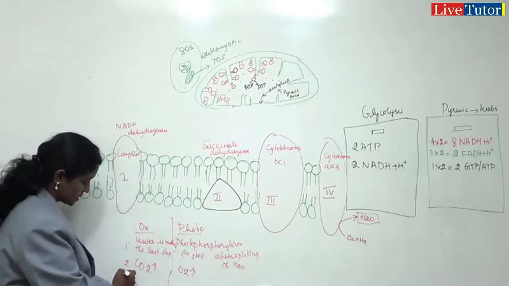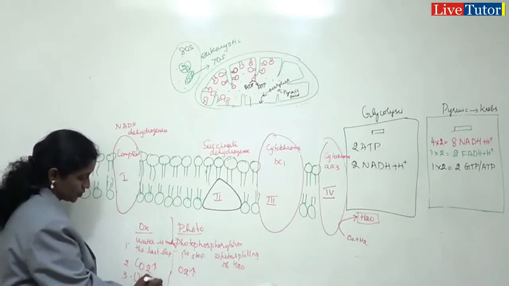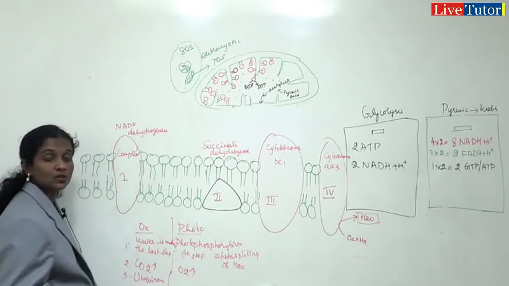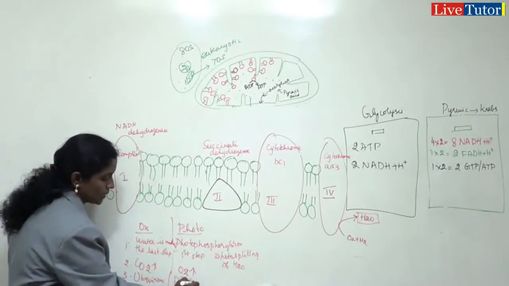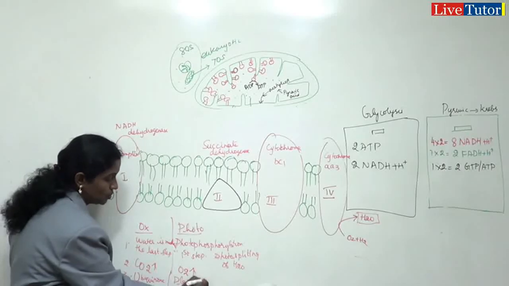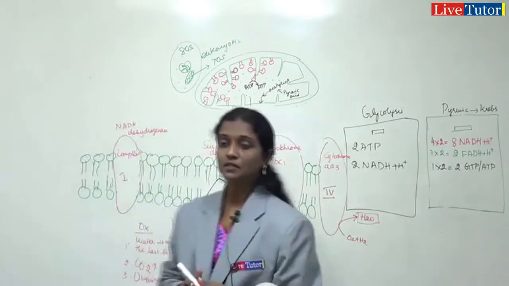Then what are the other differences? Here we have ubiquinones. Ubiquinones will be present in oxidative phosphorylation as electron carriers, whereas here plastoquinones are involved. Ubiquinone there, plastoquinone here. Then what are the other differences?